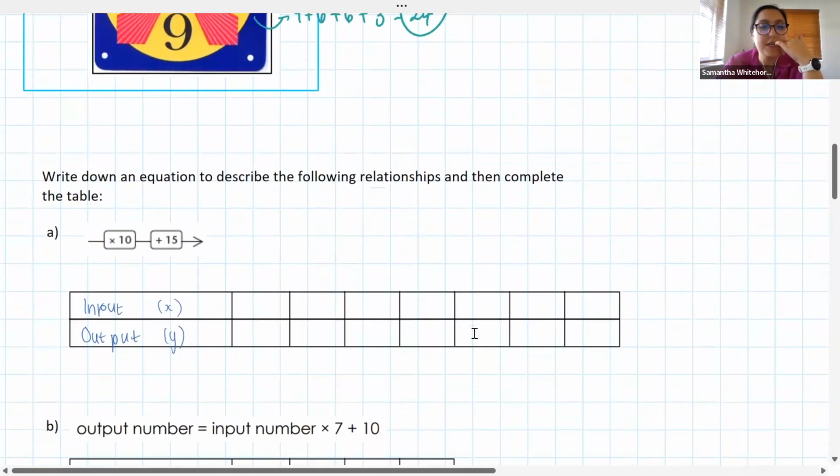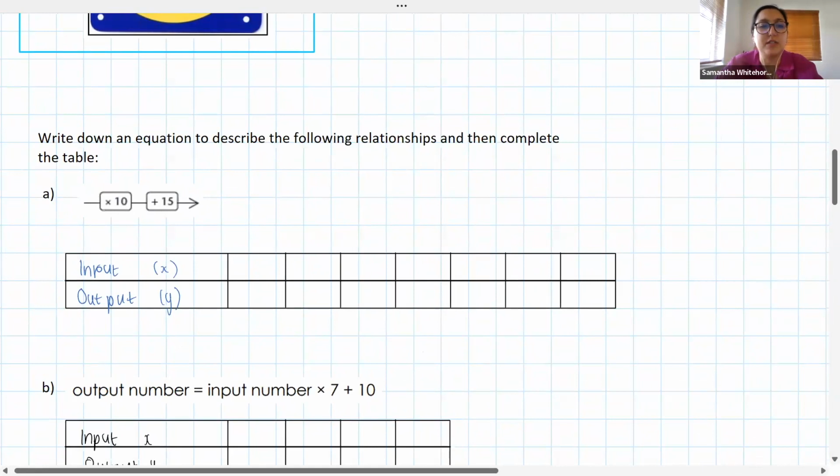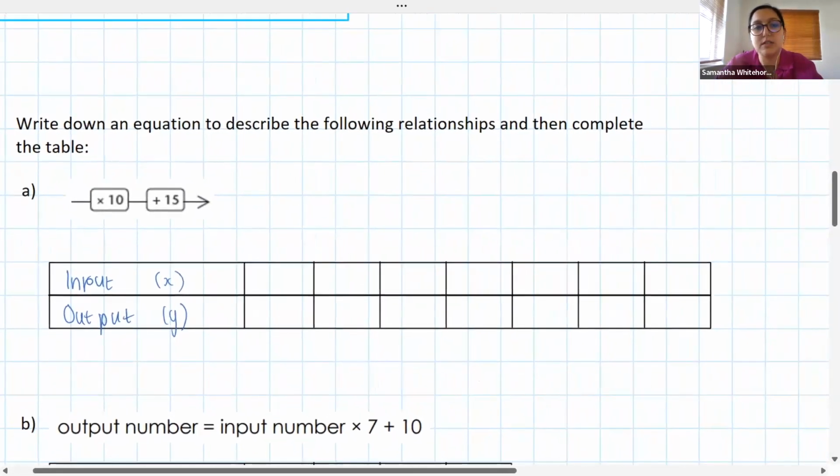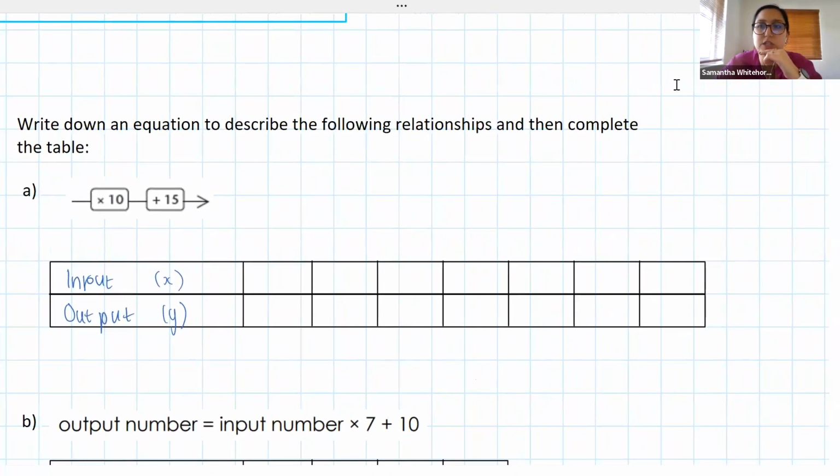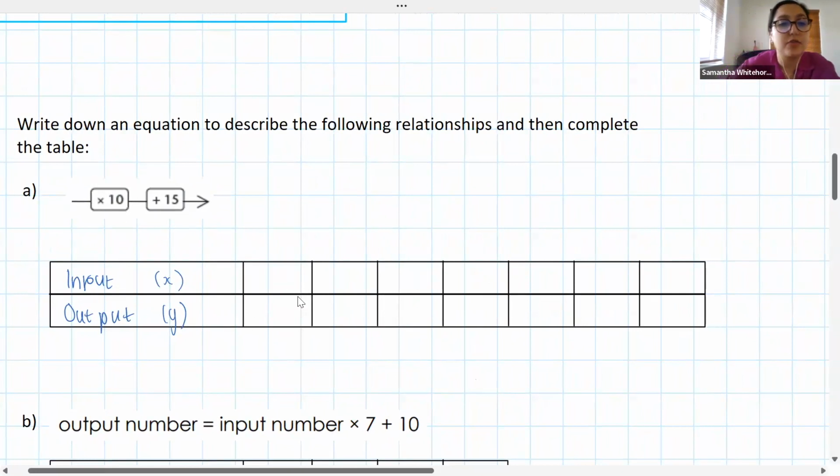Alrighty, so let's have a look at our first example here, and we have got a couple things that we need to do in order to answer this question. So the question is saying to us, write down an equation and then describe the relationship. Now, in order for us to do this, we can either start with the table if we want, if that's useful for us, but we have a flow diagram here.